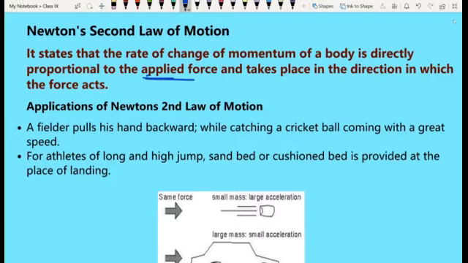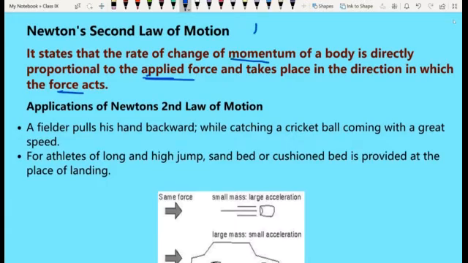And takes place in the direction in which the force acts. Okay, so the direction of the resultant will be in the direction of force. Newton's second law of motion states that the rate of change of momentum of a body is directly proportional to the force. Now, what is momentum?